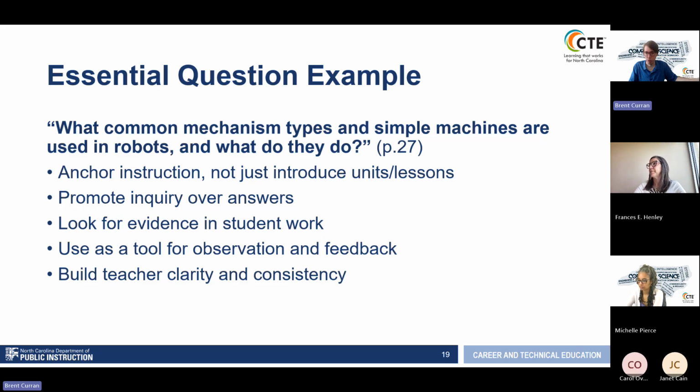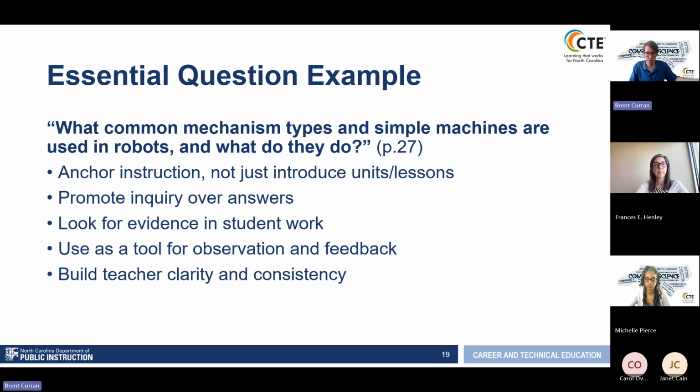Look for evidence in student work. Students should be able to explain how and why mechanisms function, not just identify the name of them. You can use this as a tool for observation and feedback. During your walkthroughs, ask, how is this lesson helping students answer the essential question?